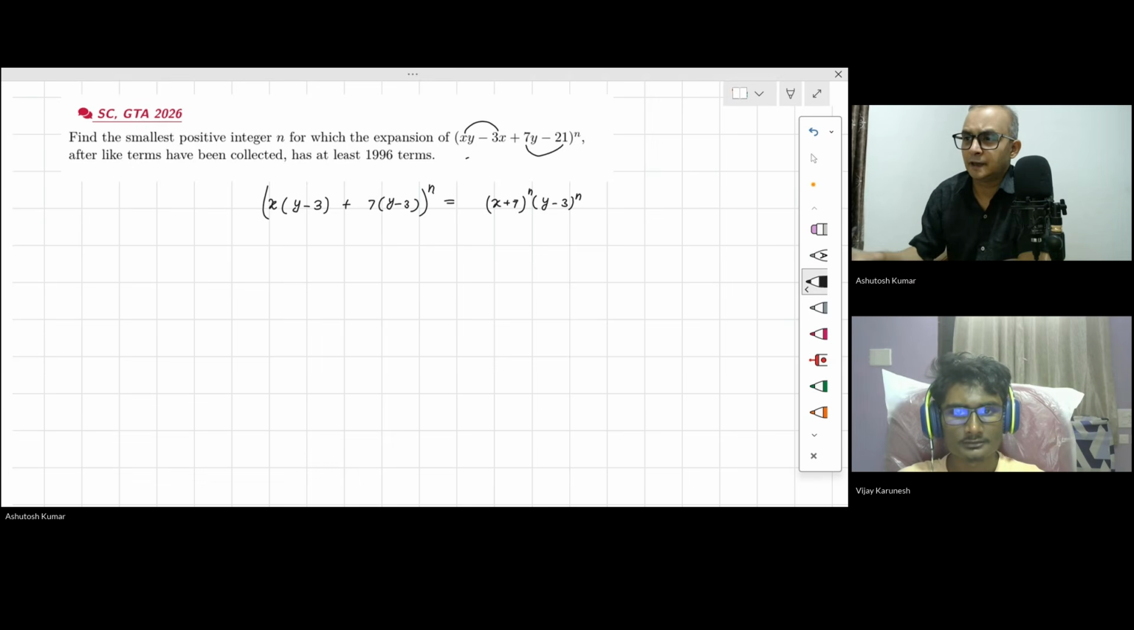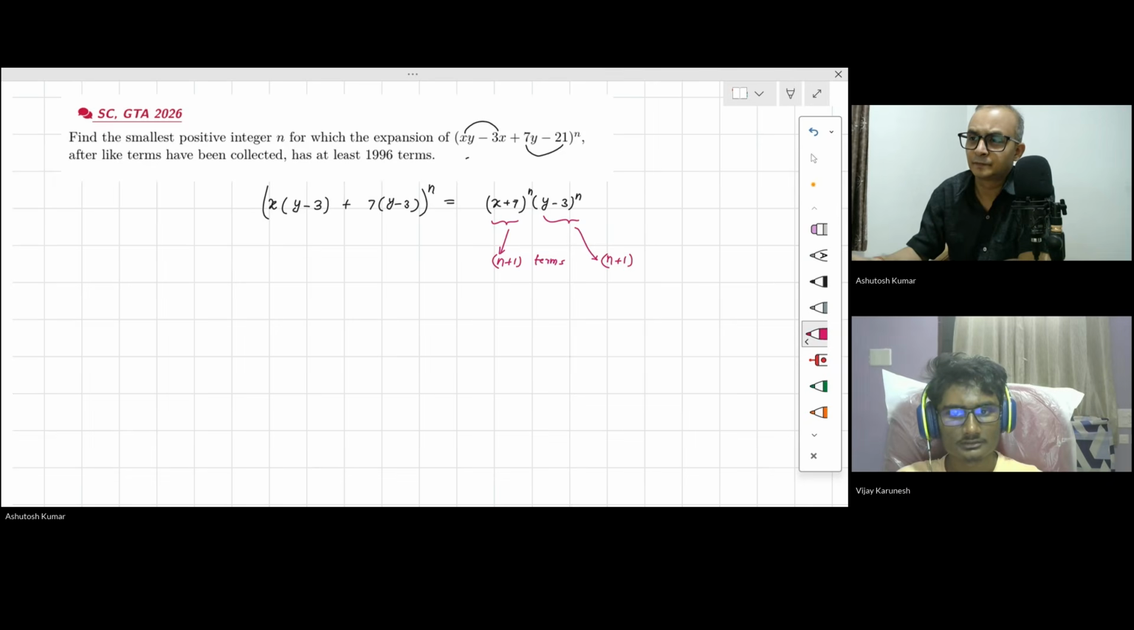Now you know that in this expansion, how many terms will there be? n plus 1. In the first expansion we have n plus 1 terms, and in the second expansion also n plus 1 terms.